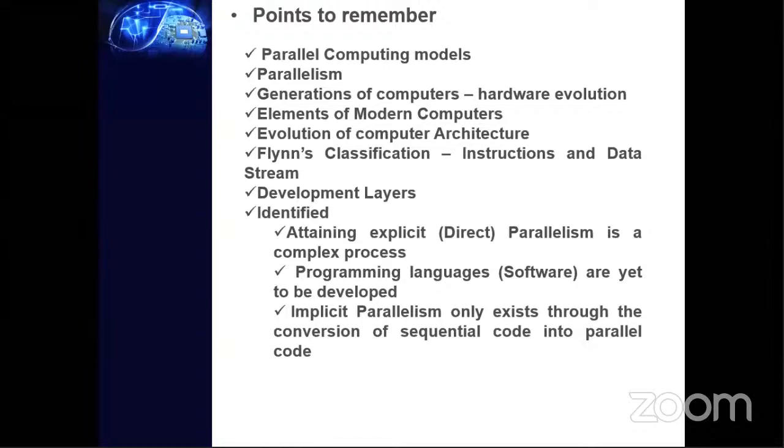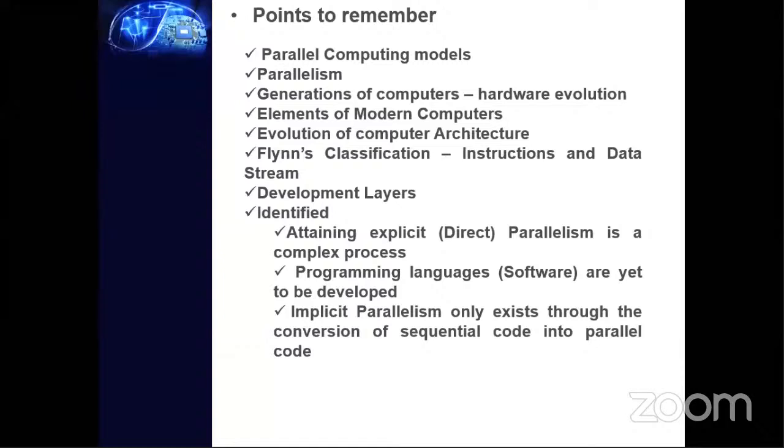Now imagine, in the case of parallel computing, more than one program is to be executed, like the execution of a single instruction within a program. The sequential computer executes the first instruction, second instruction, third instruction, like that. A parallel computer has to execute the first program and second program at the same time. That is attaining explicit parallelism. But today, only implicit parallelism exists. Even that implicit parallelism is attained with the conversion of sequential code into parallel code.